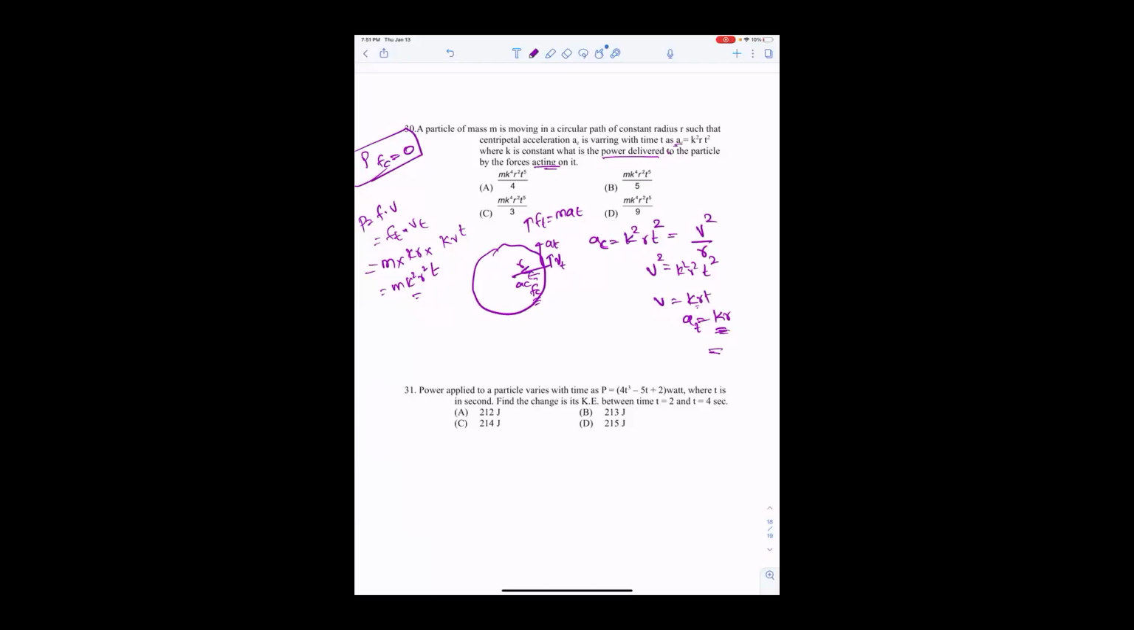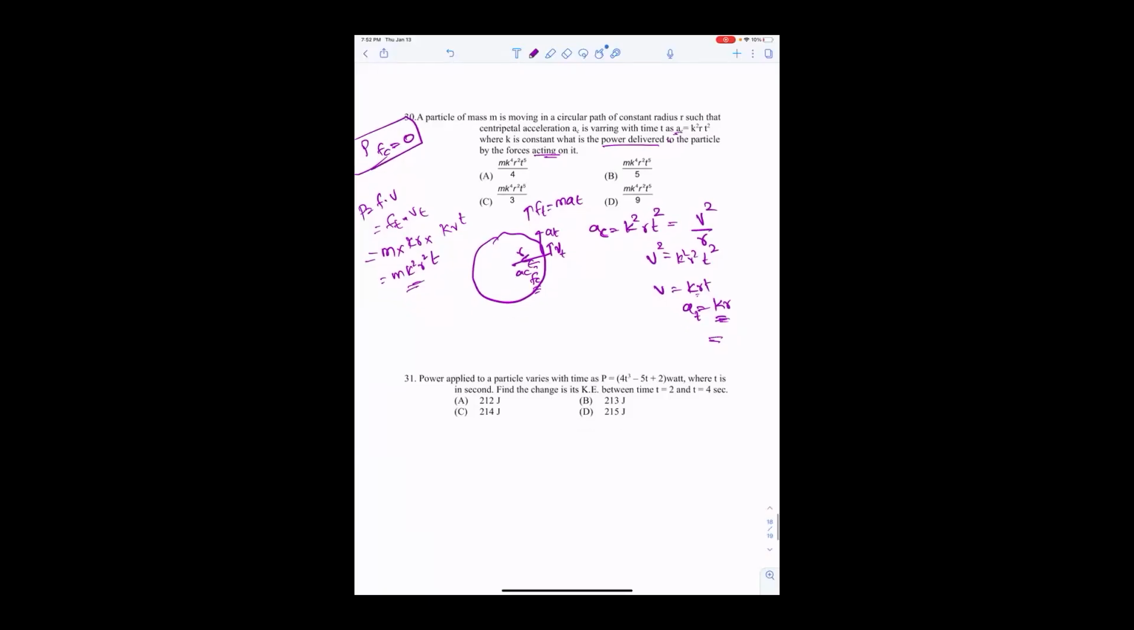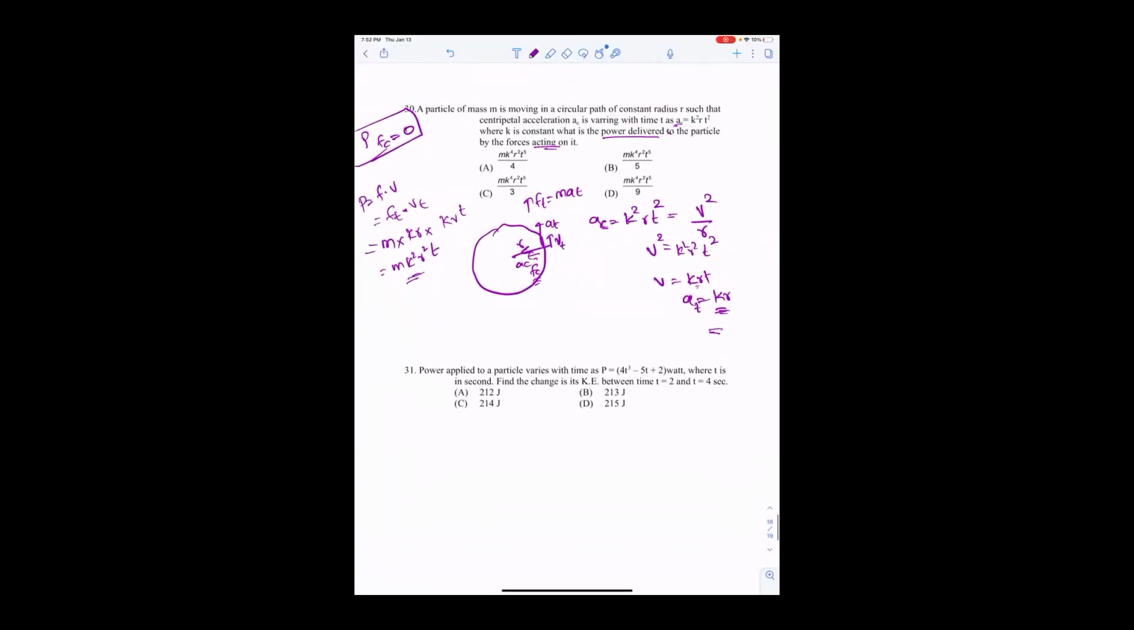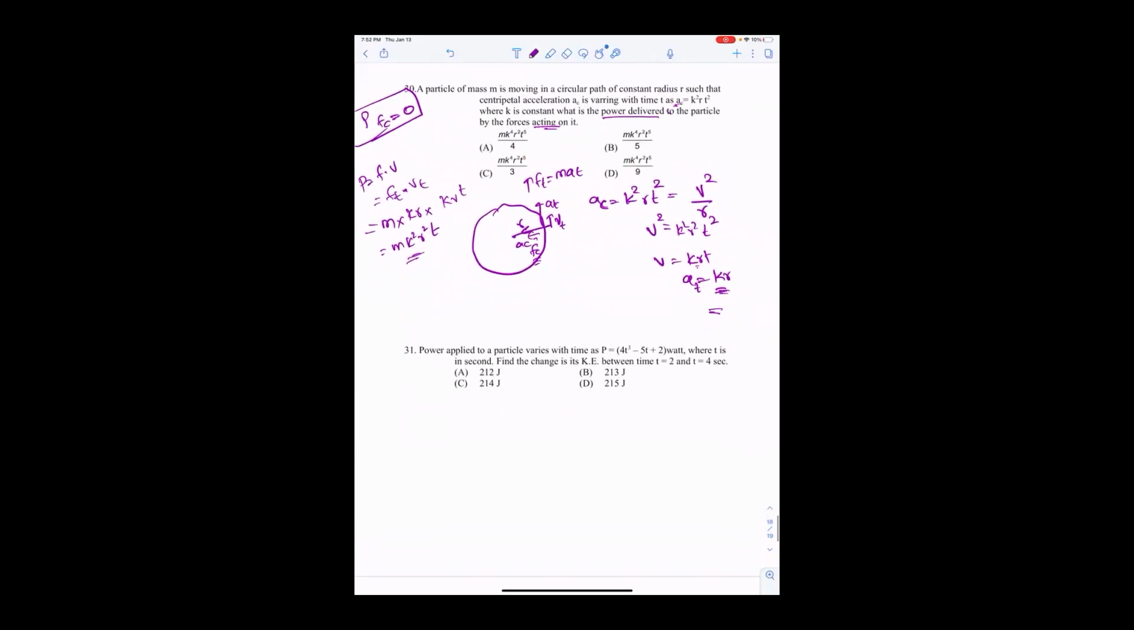This is the instantaneous power which is getting delivered to it. Cross check this. Why is there a change in this, or does he mean anything else? You have to check. If they ask for change in kinetic energy, it is half m into k square r square t square. Even that is not there.